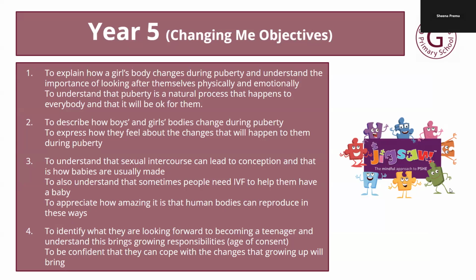Hi, everybody. So the year five objectives are outlined here. There's four that we cover over a variety of 6 lessons. The first one is looking at how the body changes, both for boys and for girls, looking at puberty and understanding the importance of looking after themselves, both physically and emotionally. And understanding that it's a natural process, it's going to happen whether they like it or not, and how to deal with it when it does.